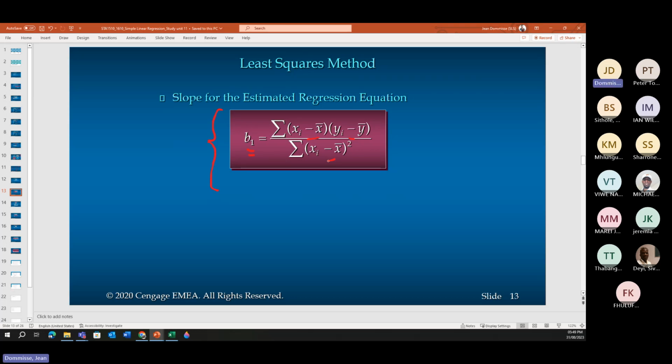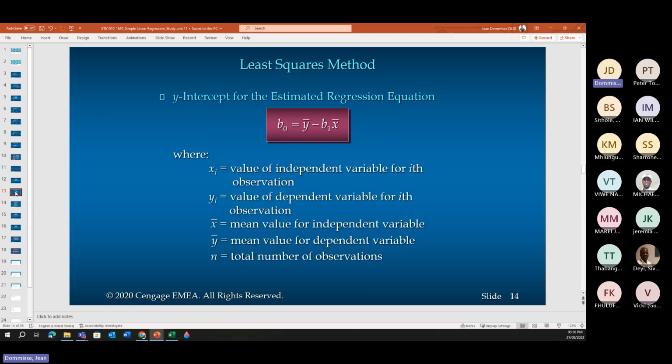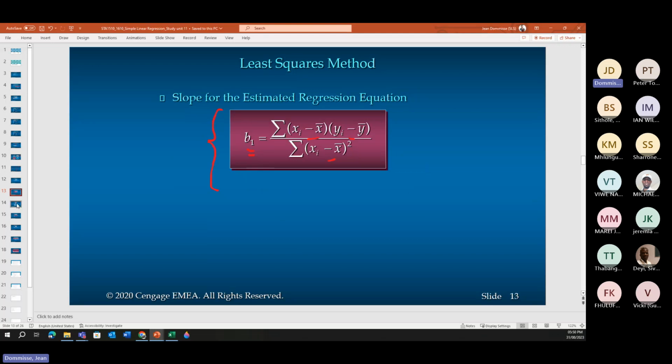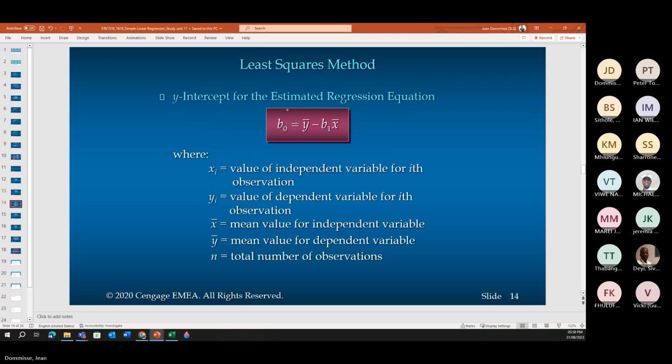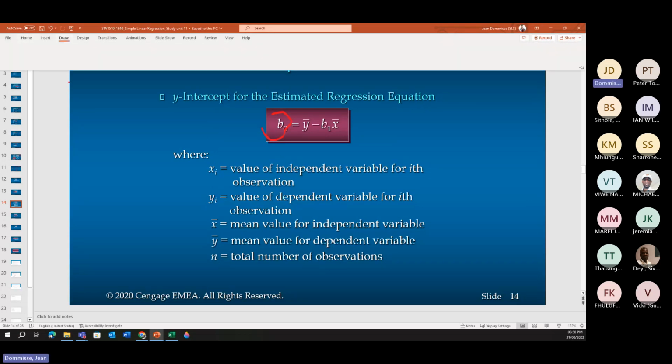What I have done in one of my Excel spreadsheets, this is also part of it. So if you get it, you can just substitute. So in the same vein where we have B1, there's a formula to calculate B0 as well.